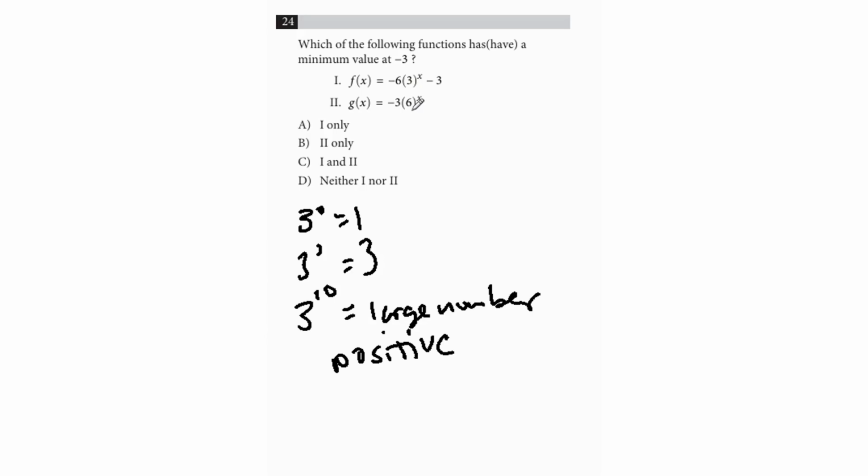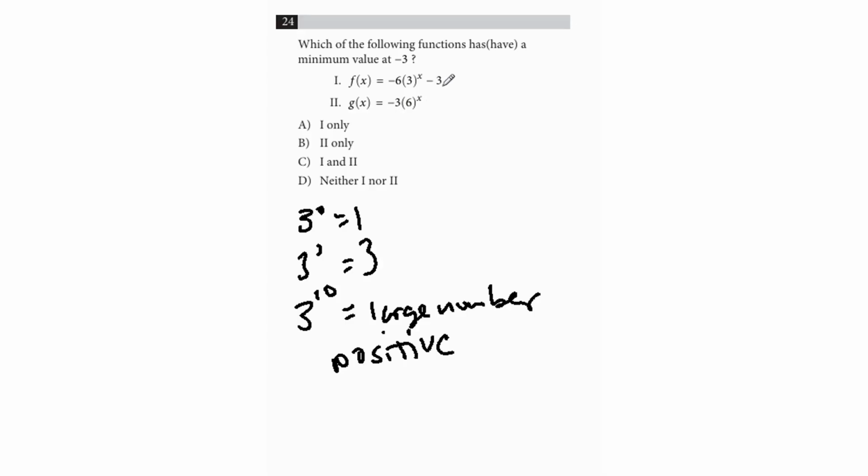And then for the second one as well, like I said, 6 to the power of x, no matter what x is, is going to keep increasing. But when you multiply it by -3, it will keep decreasing in value. It will become a negative value without stopping. So for the second one as well, it will not have a minimum value of -3.